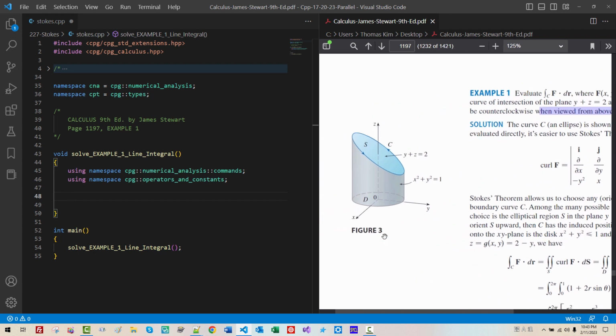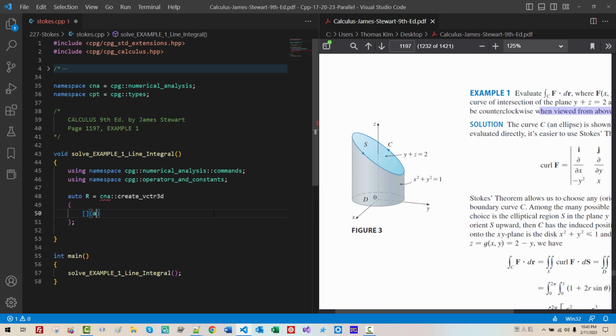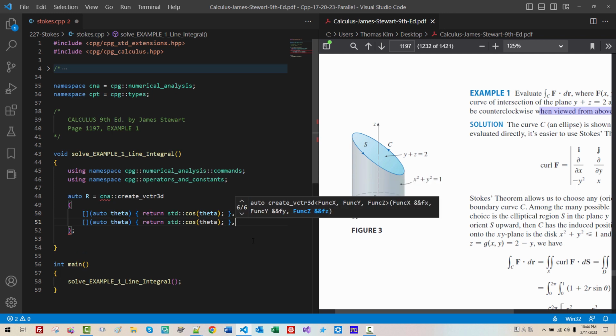In figure 3, we need to parameterize curve C with counterclockwise orientation, like this. R, CNA create vector 3D. On the XY plane, theta, return std cosine theta. Because x squared plus y squared equals 1 is the unit circle. Copy, paste. This is sine theta.